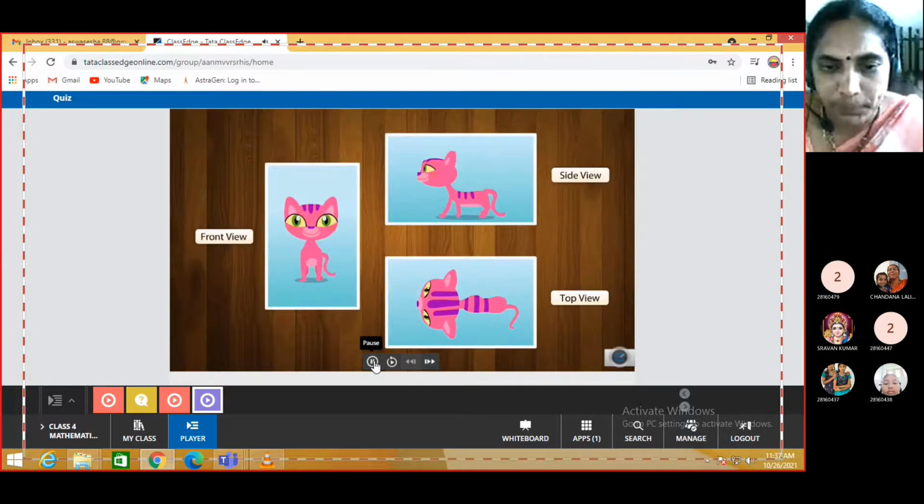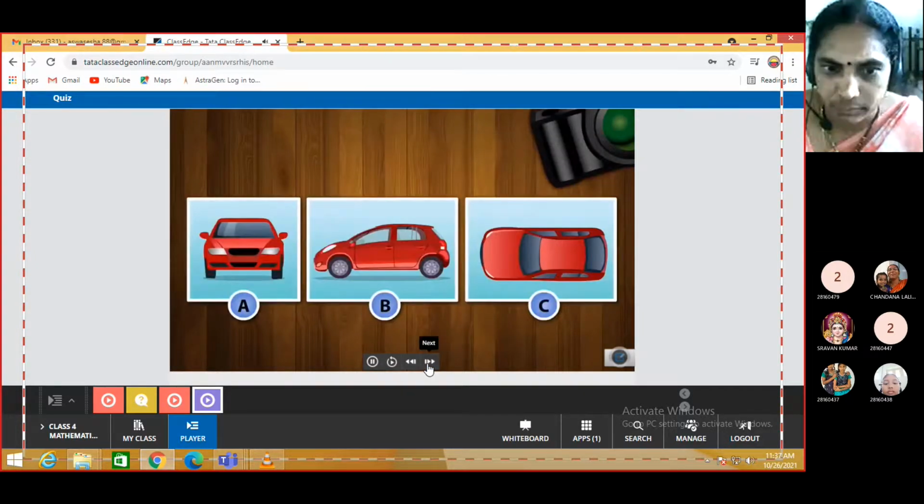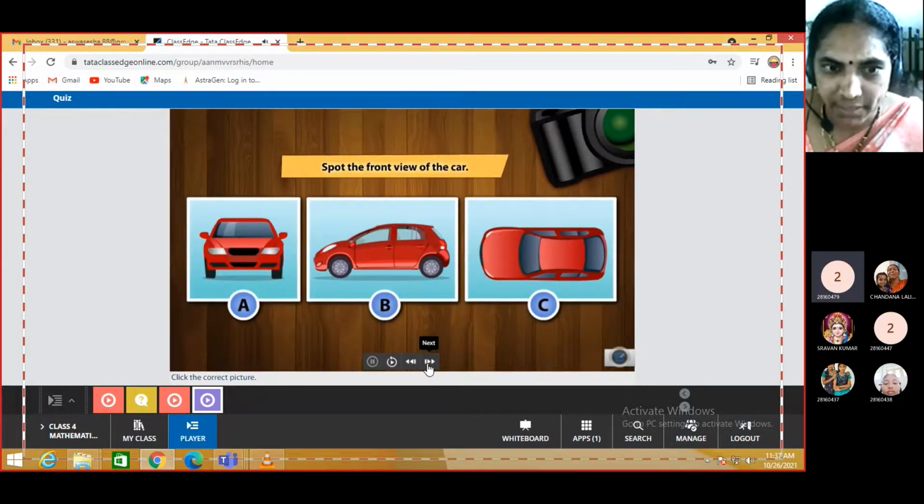Pasha has indeed clicked some good pictures. Let's take a look at some more. What a lovely red car. Can you spot its front view from among these pictures? Pranati. Click the correct picture. Pranati. Madam. Yeah, madam. See? You are right. This is the front view of the car.